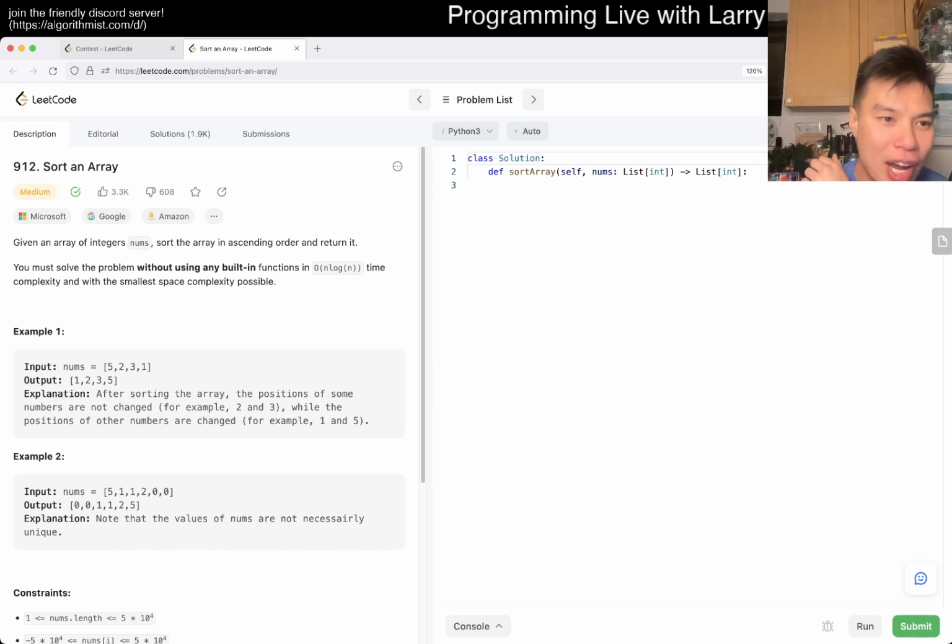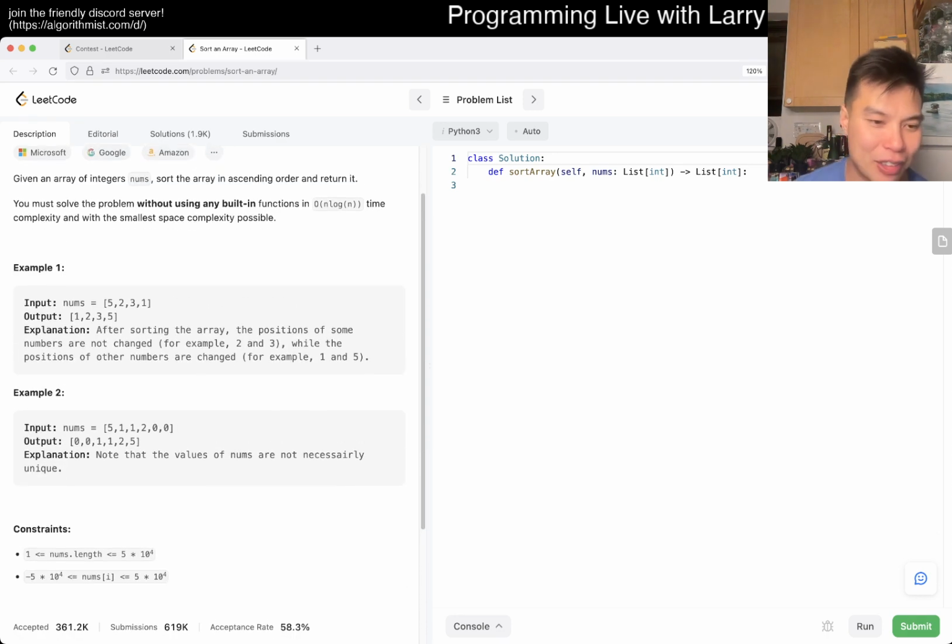912 Sort an Array. So it's a medium problem. We're given an array of nums and then you try to sort it without any built-in function. Okay. So I think there are a couple of ways you can do it, and I'm just taking a look at n just in case.